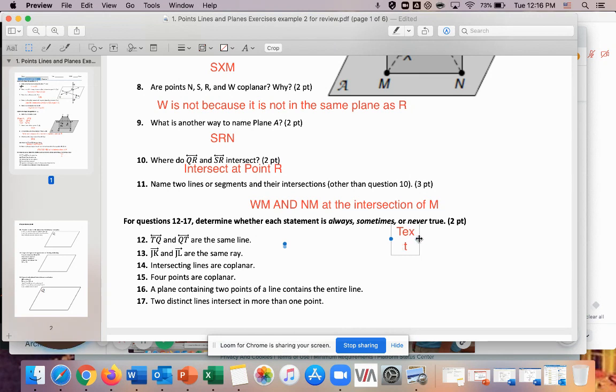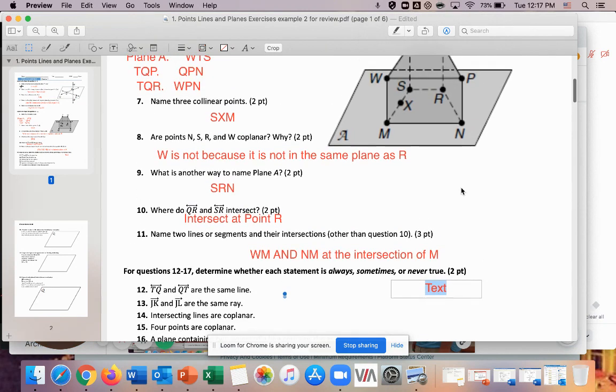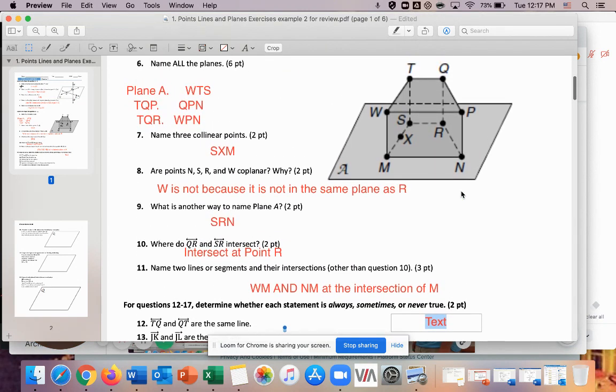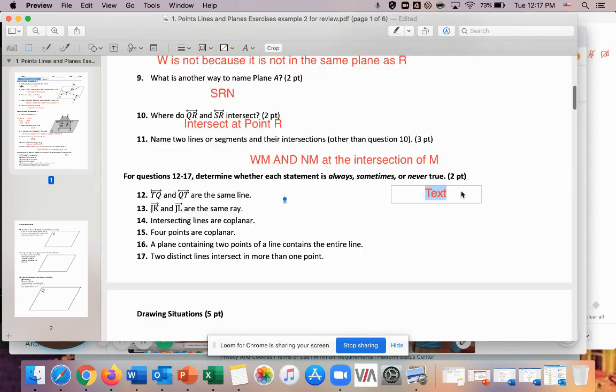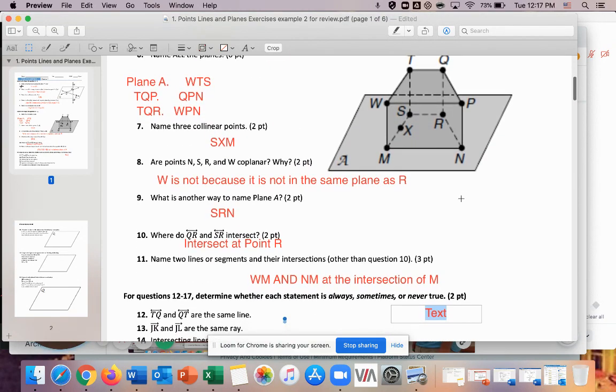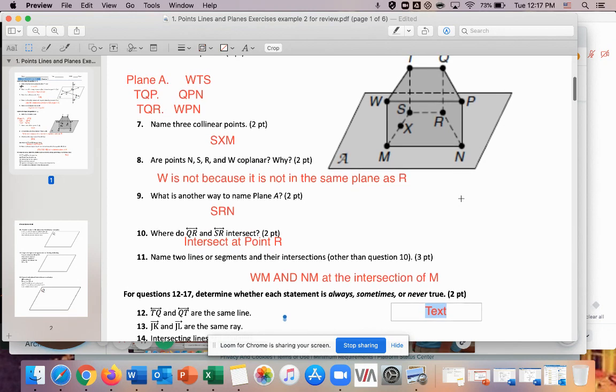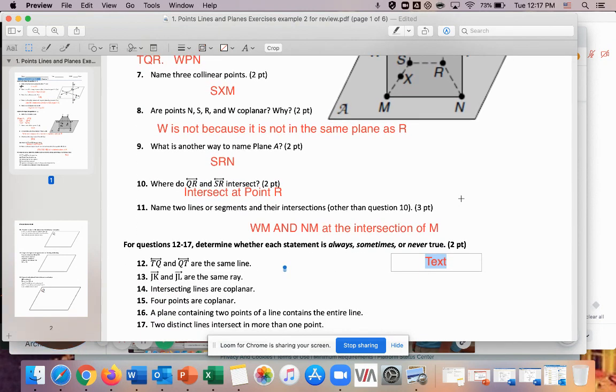So I'm going to go ahead and answer all of these questions right here in this text box. So TQ and QT are on the same line. I guess we're going to use the same figure up here. So TQ and QT are on the same line always. Remember, it is the same line. They're just backwards. So that only matters for rays.